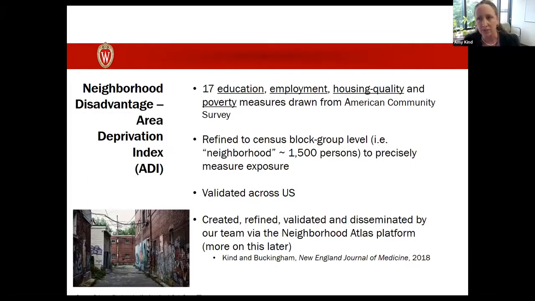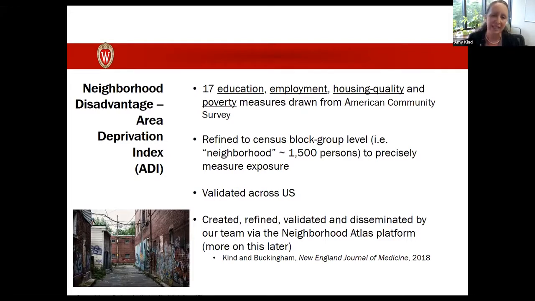And so for the last 15 years, our group has been working very hard in this domain, developing and refining something called the Area Deprivation Index, which is a summative index with factor-based scores that are drawn from 4 different elements from the social determinants of health: education, employment, housing quality, and poverty. And it takes 17 different constructs in these 4 theoretical domains and brings them into a single score.